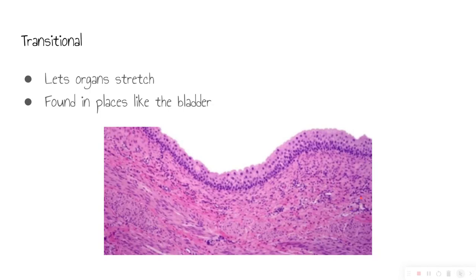Transitional epithelium is going to let organs stretch. We can see this transitional epithelium right here. And so you're going to find transitional epithelium in places like the bladder. So the bladder needs to be able to stretch and contract.